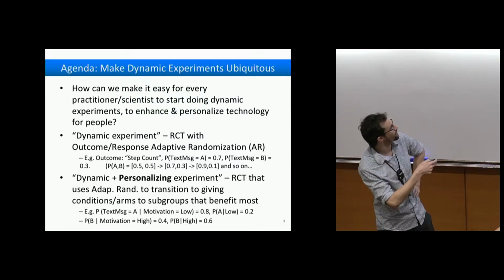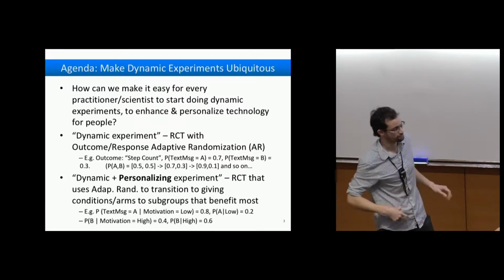Sorry, typos, anyway. Probability of A given low motivation is 0.8, probability of B is 0.2. The probability of A given motivation is high is 0.4, probability of B is 0.6. So sorry for the typos.